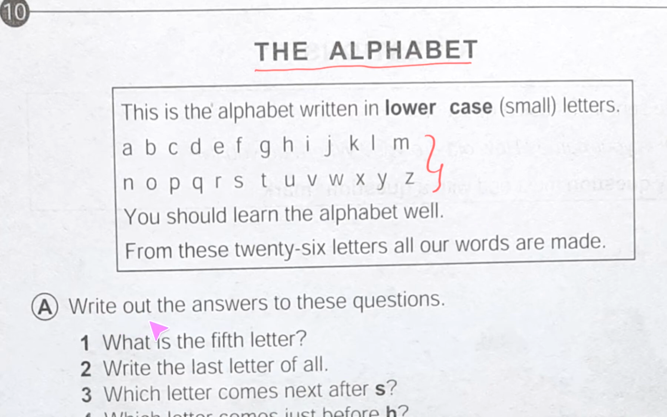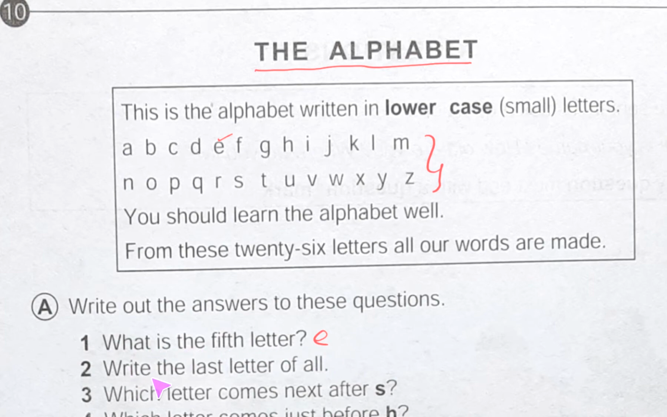Here two exercises we will find, and this will be so easy for you. Write out the answers to these questions. Here it is written, what is the fifth letter? So easily you can find out A, B, C, D, E. E is the fifth letter. So here the answer will be E.